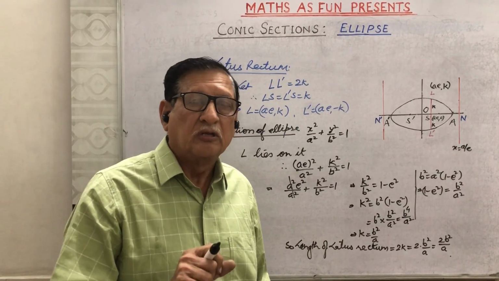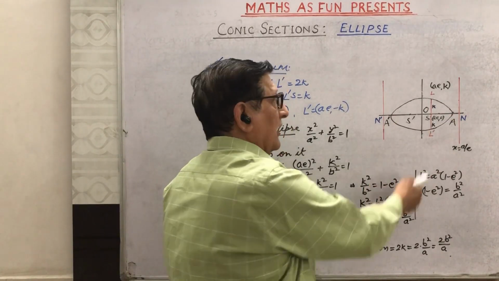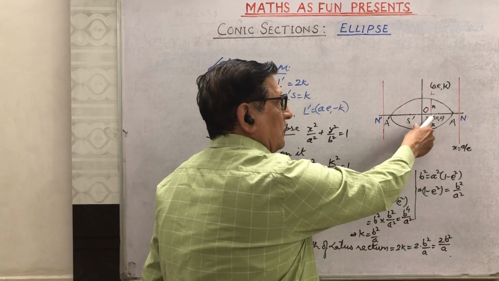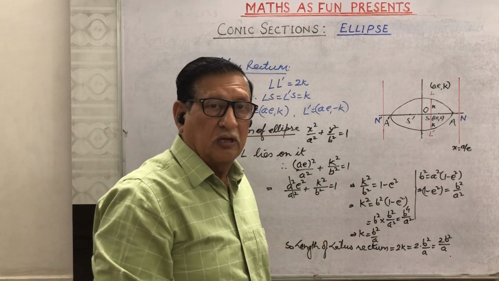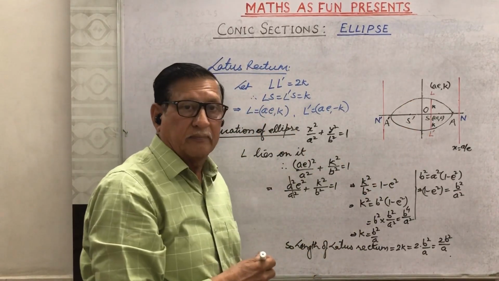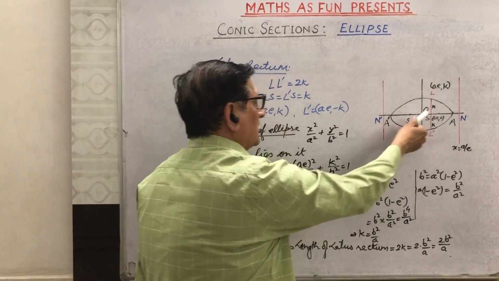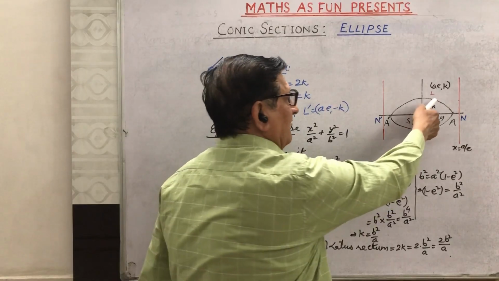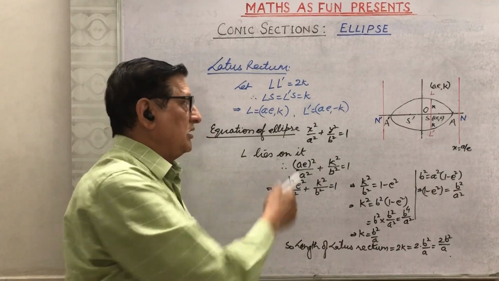Now let's find out the length of latus rectum of the ellipse. Here this is the ellipse and LL' is the latus rectum. It is passing through the focus and the coordinates of focus are (ae, 0). If we consider that the length of this latus rectum is 2k, then S will be bisecting it, and hence we can say LS is equal to L'S, that will be equal to k. So the coordinates of L will be (ae, k), and that of L' will be (ae, minus k).